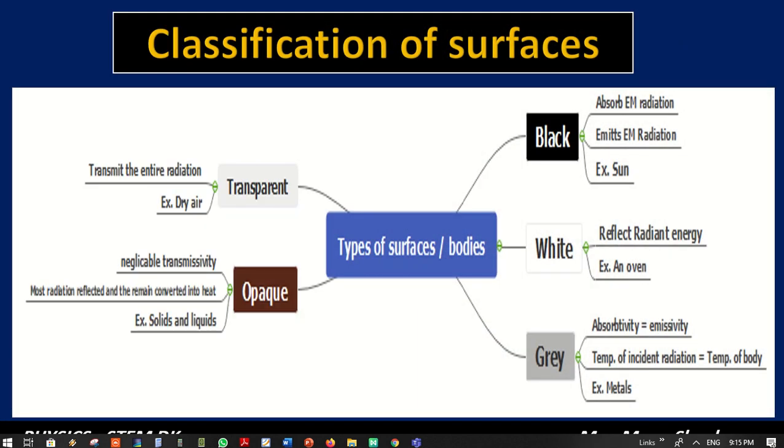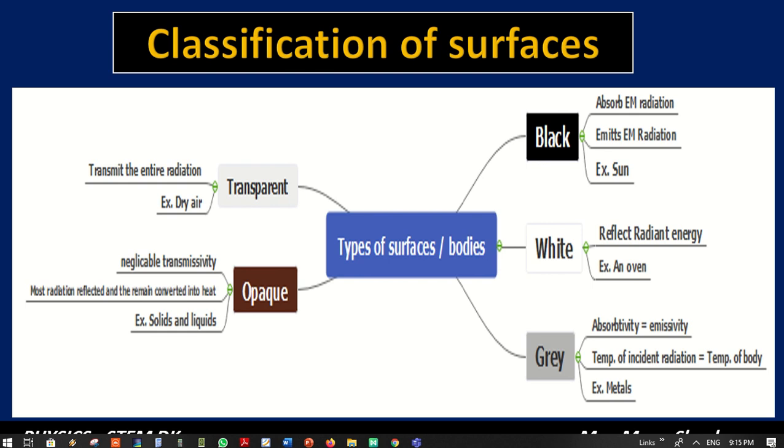Okay, let's classify all surface bodies. We have four types of bodies: black bodies, white, gray, opaque bodies, and transparent. The black body has a property that it will absorb electromagnetic radiation and emit electromagnetic radiation. An example of this body is the sun. White bodies reflect radiation energy, and do not absorb or emit it, as in ovens. Gray bodies have absorbability equal to emissivity, and the temperature of the incident radiation equal to the temperature of the body. An example of that is metals.